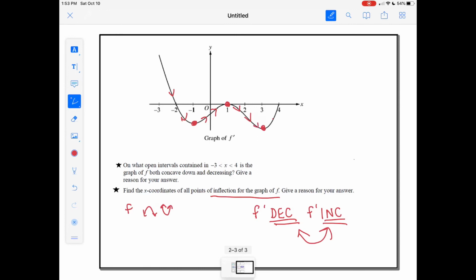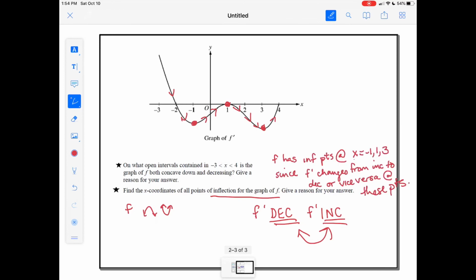So all of these, what look like vertices of parabolas, here we would say we have inflection points. We would say that f has inflection points at -1, x equals 1, and 3, since f prime changes from increasing to decreasing or vice versa at these x values.